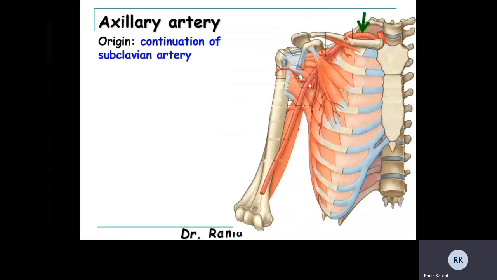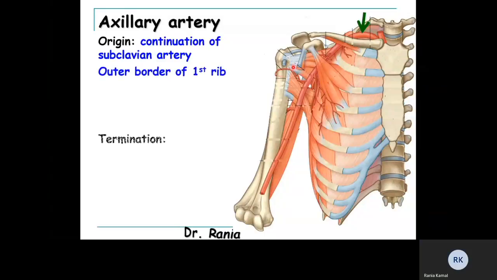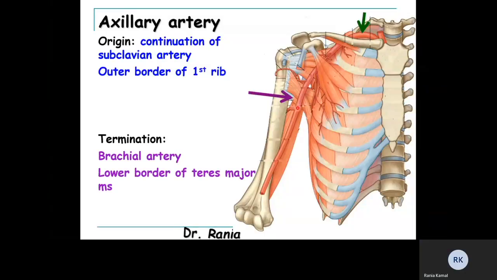The axillary artery, its origin is the continuation of the subclavian artery at the outer border of the first rib. This is the axillary artery. It runs in the axilla. Its termination is at the lower border of the teres major muscle. It will continue as the brachial artery. Its course, as we have mentioned, is in the axilla.